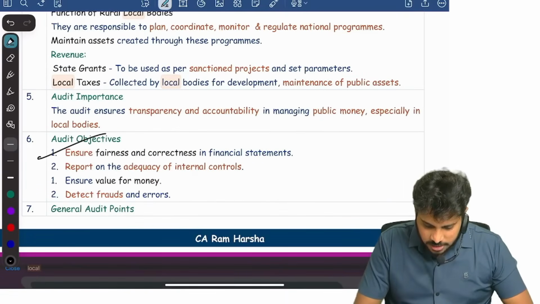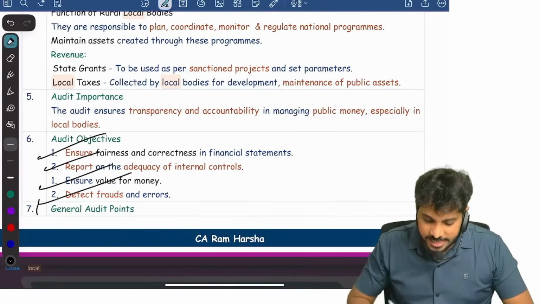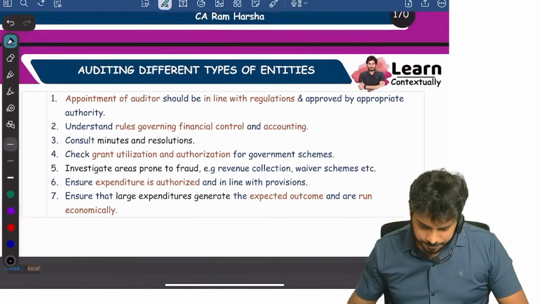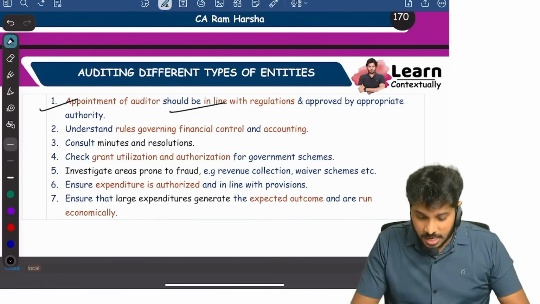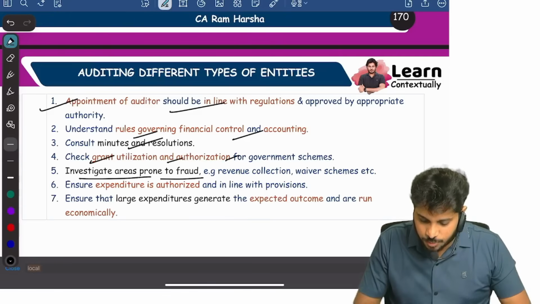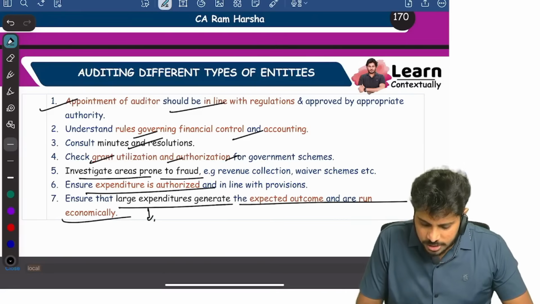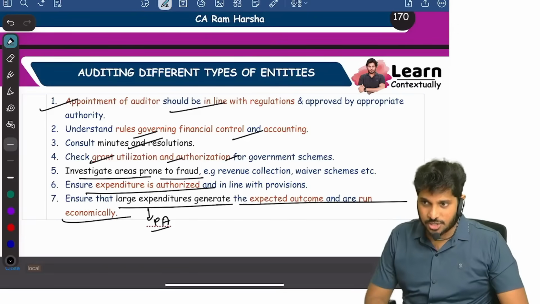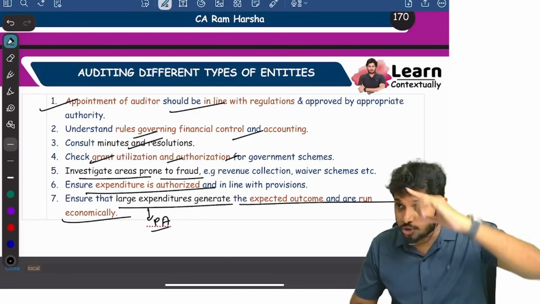Audit objectives: fairness in financials, report on adequacy of controls, value for money spent, and detect frauds and errors. What are the general points? Appointment of auditor should be as per regulations. They should understand financial and accounting controls. They should consult minutes and resolutions. They should check grant utilization. Investigate areas prone to fraud and ensure expenditure is authorized. Ensure that all large expenditure generates expected outcomes and is run economically. This is actually nothing but performance audit. So briefly, this is what local self-government audit and society's audit are like.